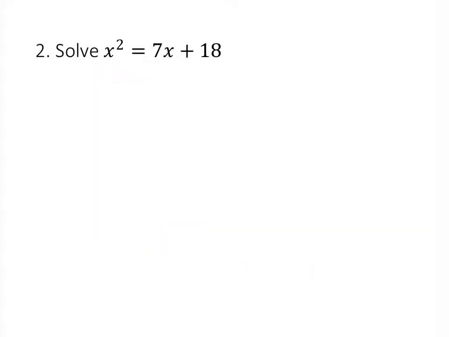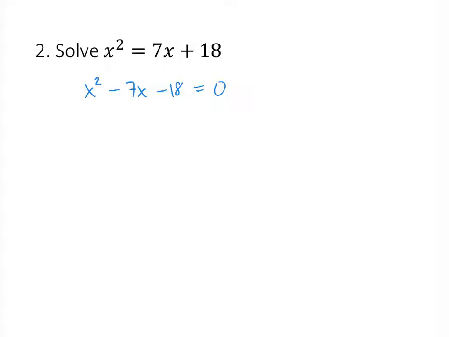So here we have an equation where we don't have the situation before. We don't have a factored expression on the one side and a 0 on the other side. But we'd like to try to get that if we can. So first thing we need to do is get a 0. So let's subtract the 7x and the 18 from both sides. That's going to give us x squared minus 7x minus 18 equals 0.